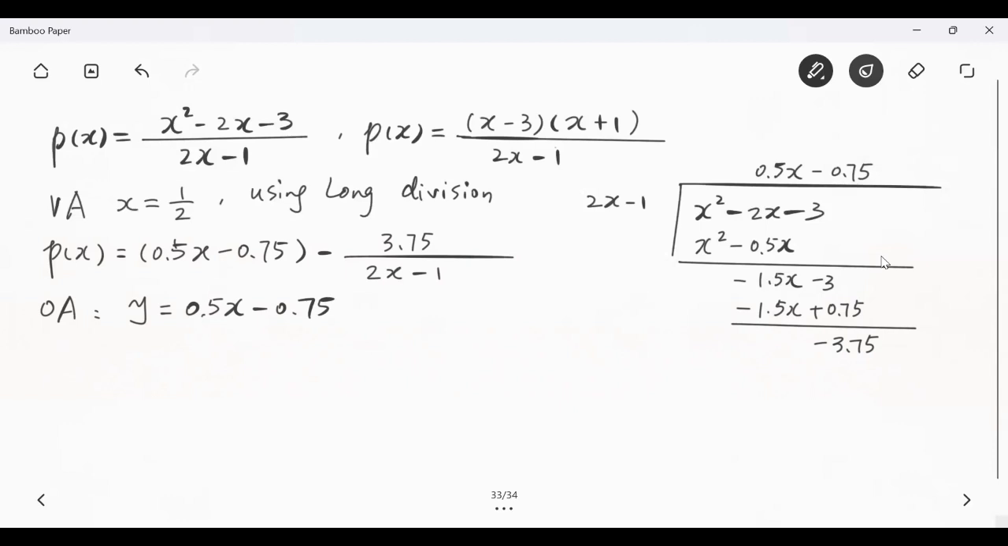That is the quotient, right? Okay, then for the function, we have VA and OA. Next, for the graph, we find the x-intercept and y-intercept, right? That means when y equals 0, that's P(x) equals 0, we just check the numerator. If x minus 3 equals 0, that means x equals 3. If x plus 1 equals 0, we get x equals negative 1. That is the x-intercept.